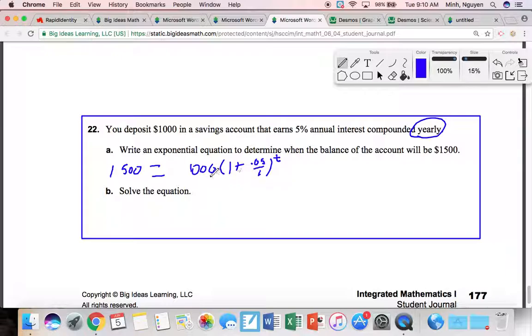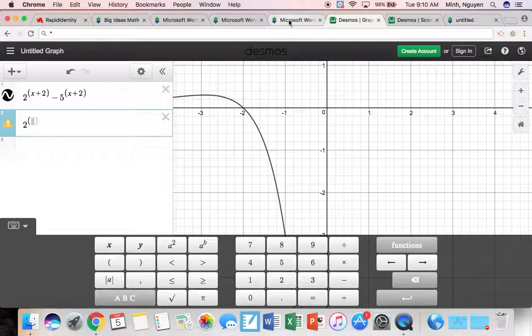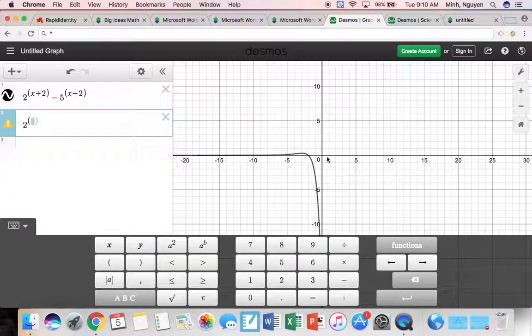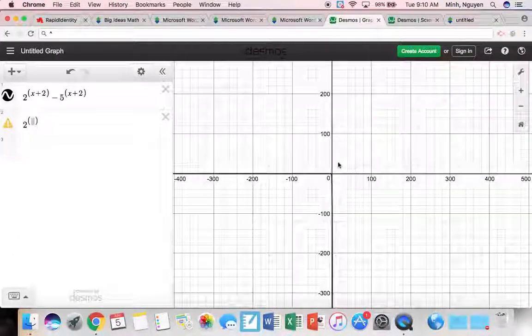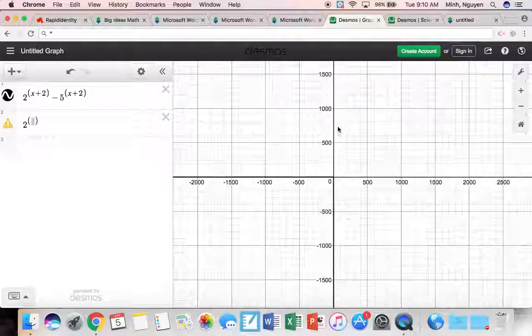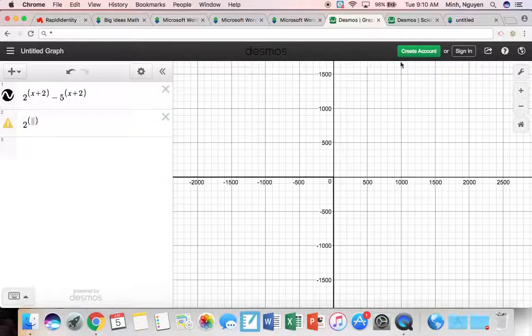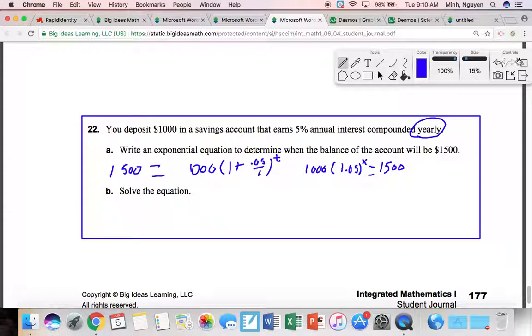So you guys will plug this into your graphing calculator. 1,000 times 1.05. In your graphing calculator, you could say to the x, and you'll see when y equals 1,500. So again, just pop it into Desmos. Look for when y equals 1,500. You'll have to zoom out all the way to see 1,500, which again, you just keep zooming out until you see 1,000 there. You'll have to look for it somewhere here. But otherwise, that's it, guys.